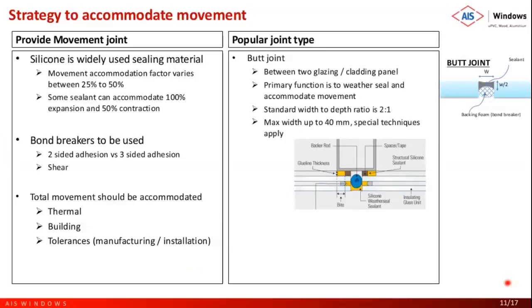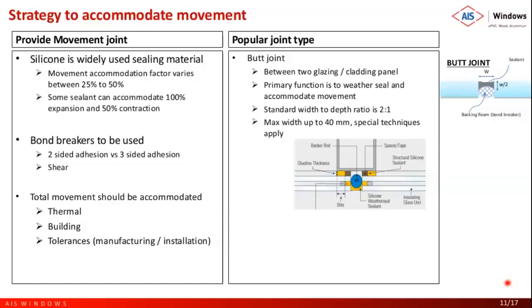In our industry, the butt joint is a very popular joint type. This joint type is shown in the sketch below and on the right side also. It is used between two glazing and cladding panels. The primary function of the butt joint is weather sealing and to accommodate movement. The weather seal restricts water and air from passing through.